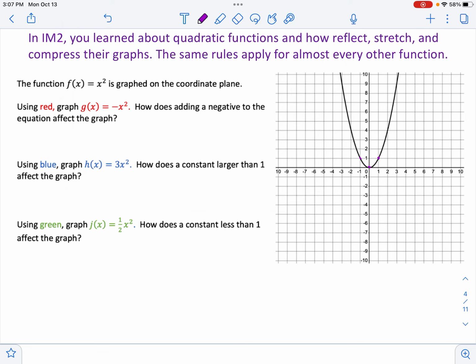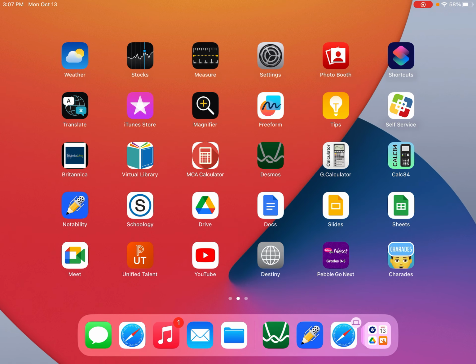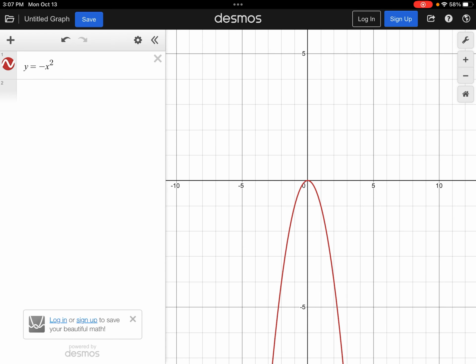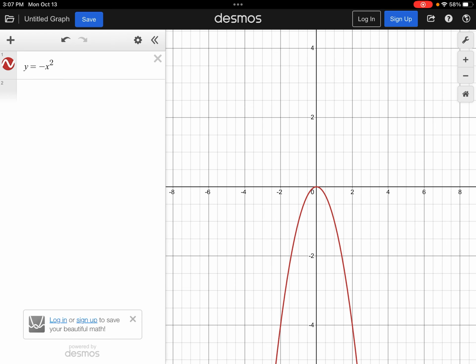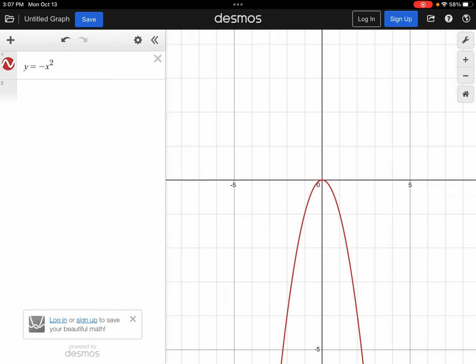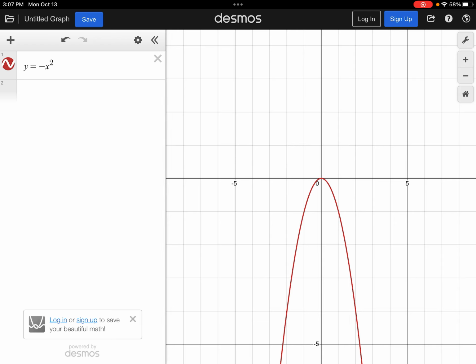So using red, we're going to graph g of x equals negative x squared. How does adding this negative affect the graph? I'm going to use Desmos and plot that in there. I've already typed that in, and you'll notice all it does is flip it around. There still are a couple of points there, 0, 0 still, and then 1, negative 1, and negative 1, negative 1. So the same points just flipped upside down.